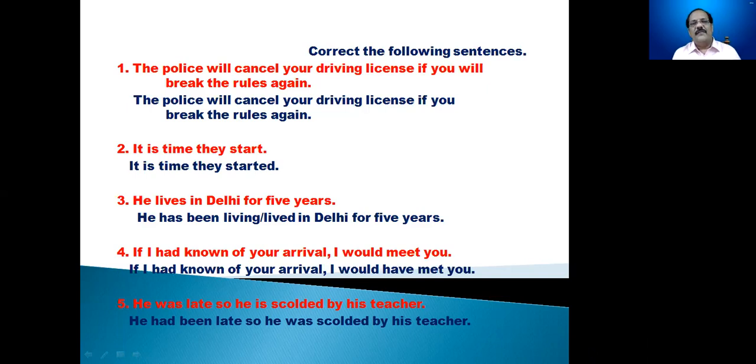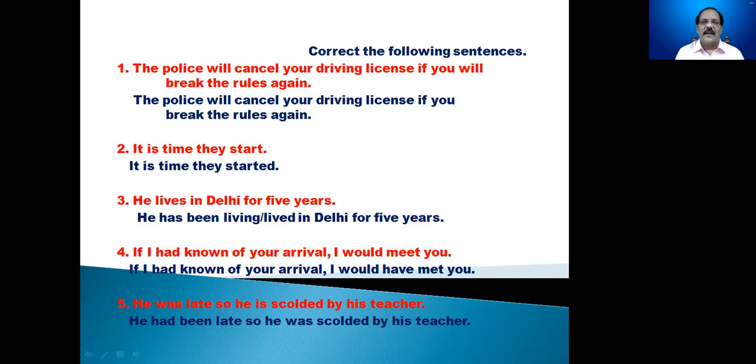He lives in Delhi for 5 years. He lives is in the simple present tense, and the 5 years is the period of time. So whenever there is a period of time, instead of using simple present tense, we have to use present perfect continuous tense. That means they came to Delhi 5 years ago and still they are living in Delhi. So when the action has started some time ago in the past and continues at the time of speaking, it should always be written in present perfect continuous tense.